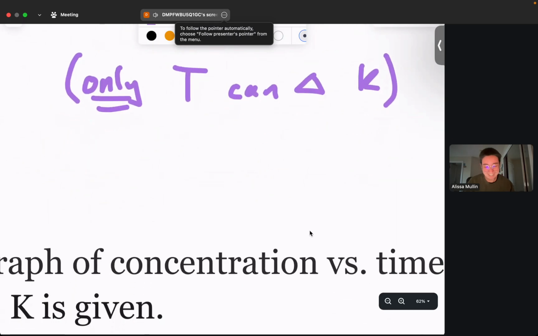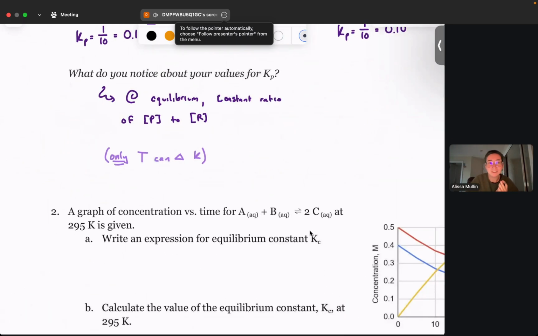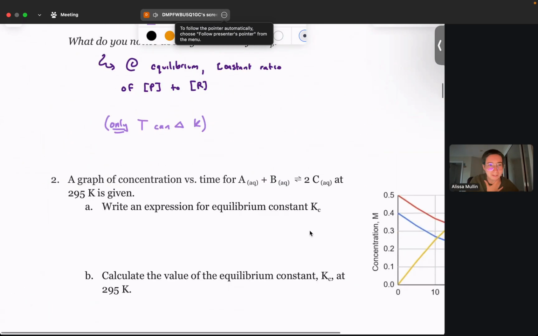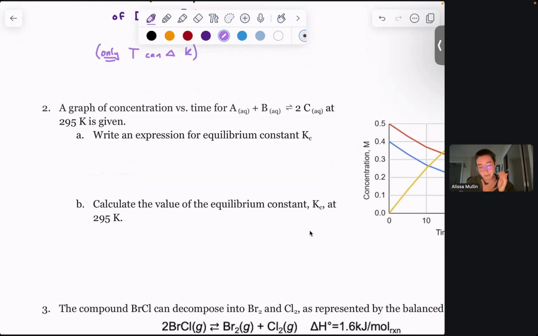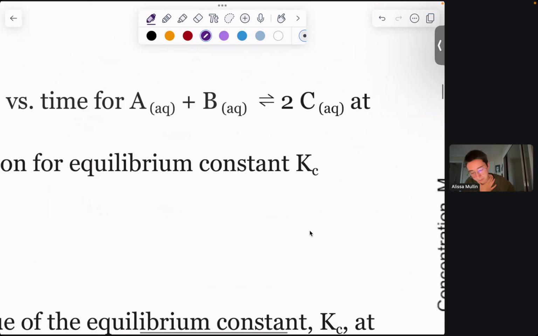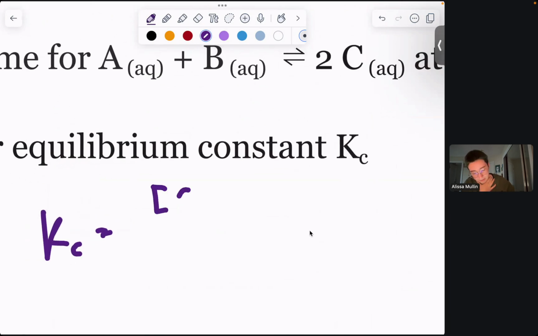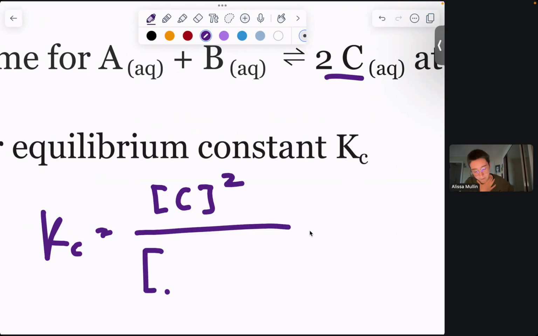Okay. Anyway, so let's take a few more. I recommend you try these next few problems on your own first. But here's how I would go about solving these. We are given this reaction, and so if I want to write an expression for Kc, I take the concentration of my products, raise it to the power of the coefficient, so square that, over the concentration of my reactants.